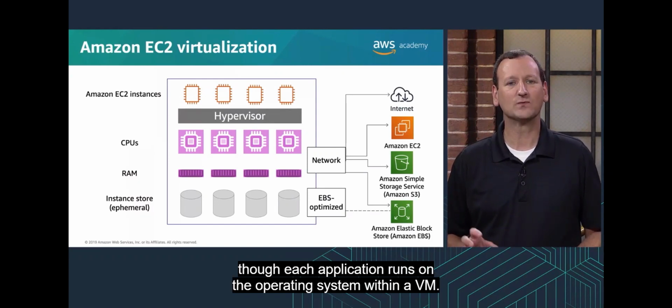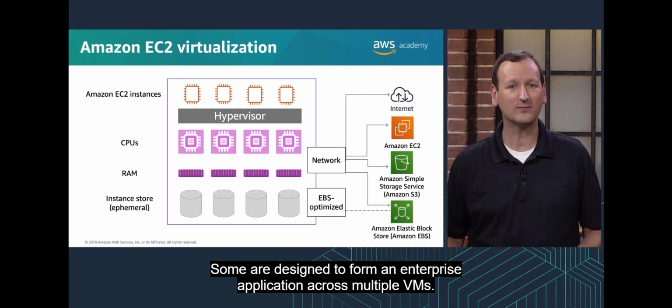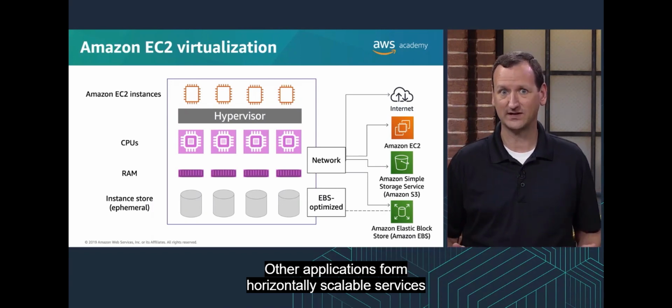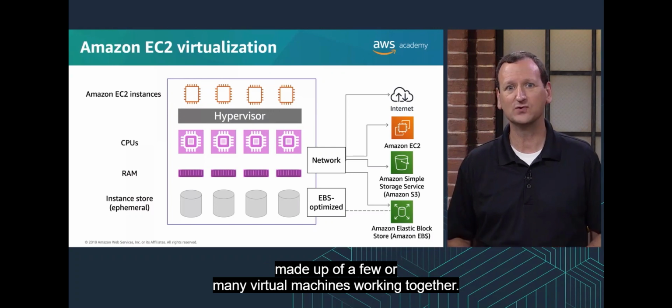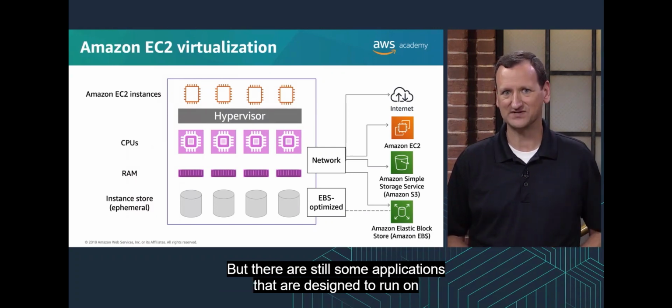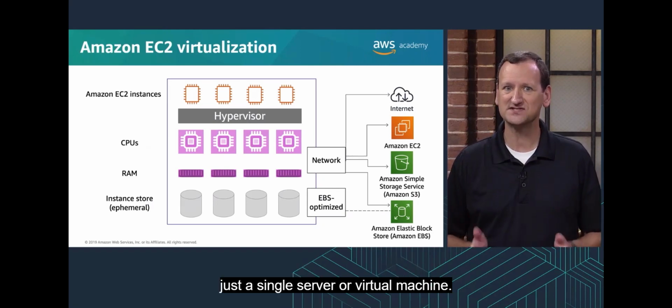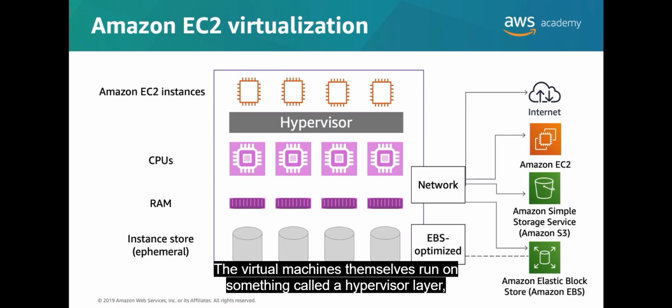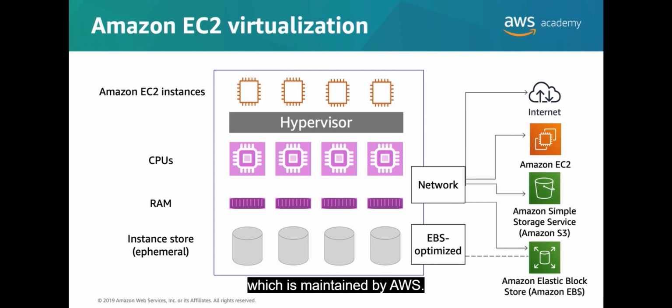Then, on top of the operating system sit your applications. Though each application runs on the operating system within a VM, some are designed to form an enterprise application across multiple VMs. Other applications form horizontally scalable services, made up of a few or many virtual machines working together. But there are still some applications that are designed to run on just a single server or virtual machine.